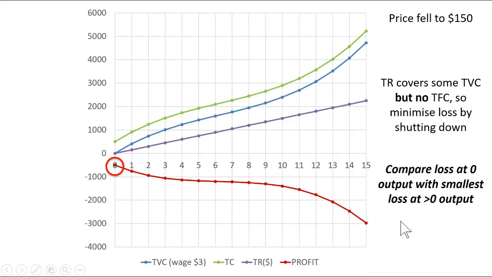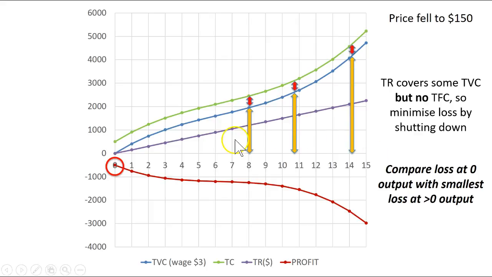So we can say that although our total revenue covers some of the total variable cost, covers some of the total wage costs, right? So total revenue comes up to here. Total variable cost is a bit higher than that. So the total revenue covers some of the total variable costs, but not all of it. And it certainly covers none of the total fixed costs.